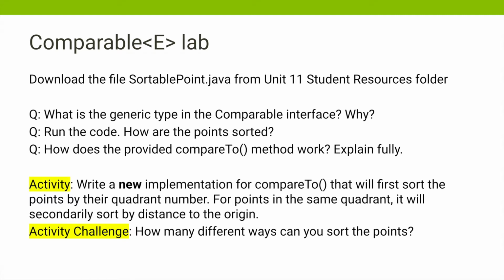After you figure out these things about the code, you're then going to write a new compareTo method that's going to sort the points by their quadrant number. And if you feel like it, you can go on further and find out different ways to sort the points. Not only are there different ways to do it in code, but there are also different logical ways to sort the points.